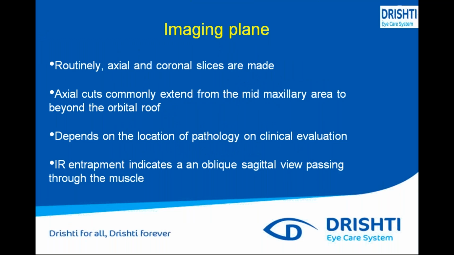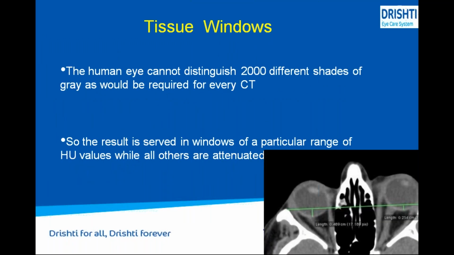So, coming to the tissue window. The tissue window is another thing which we need to understand. The human eye cannot distinguish 2000 differences. There will be multiple X-rays passing through the orbit in the CT scan, and all the rays cannot be identified by the human eye.